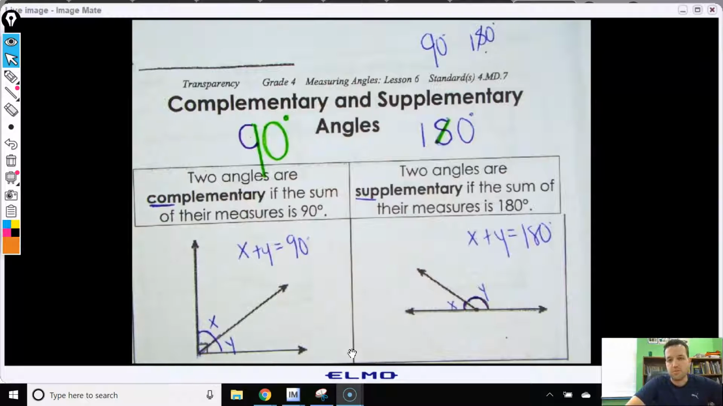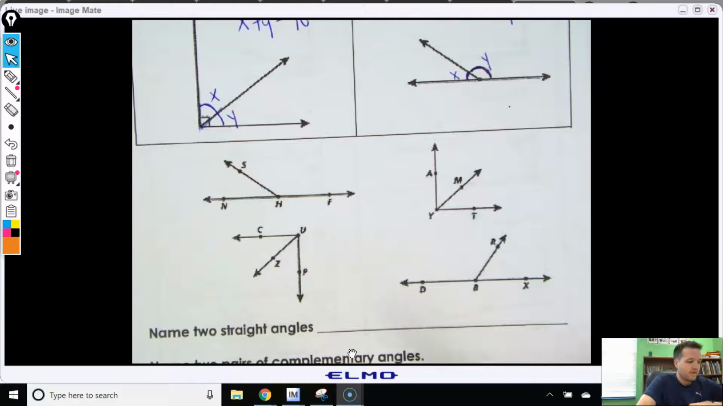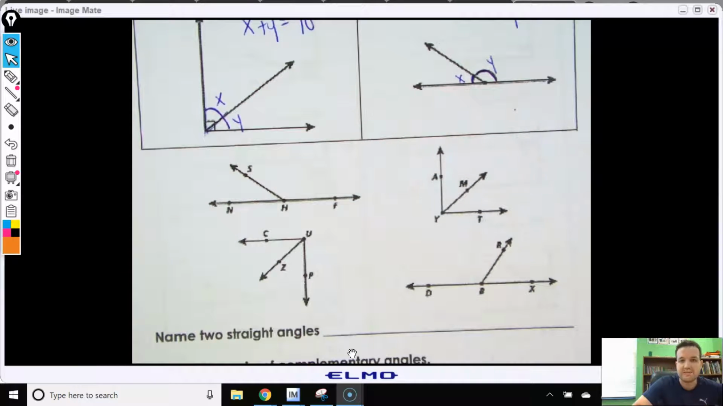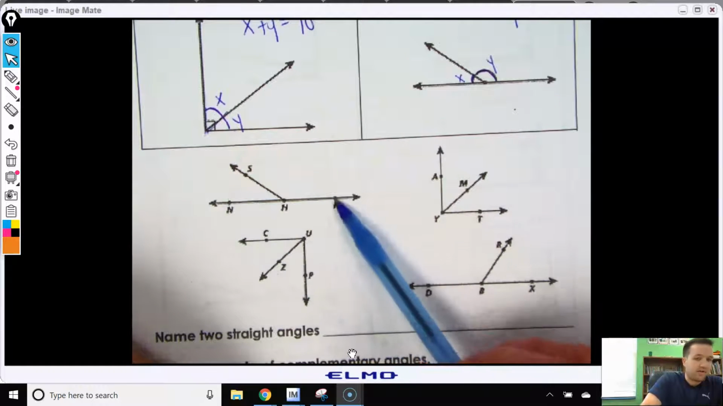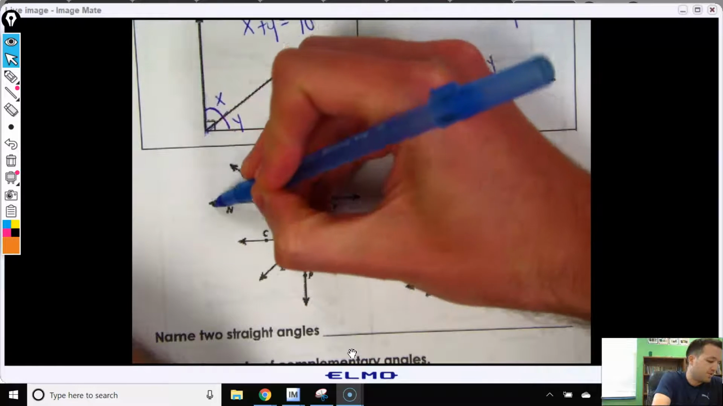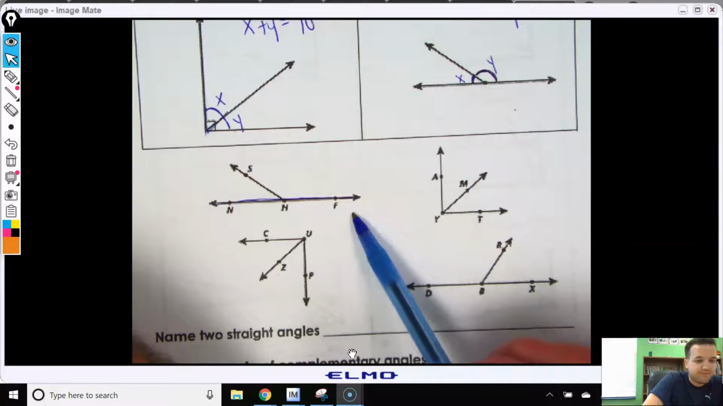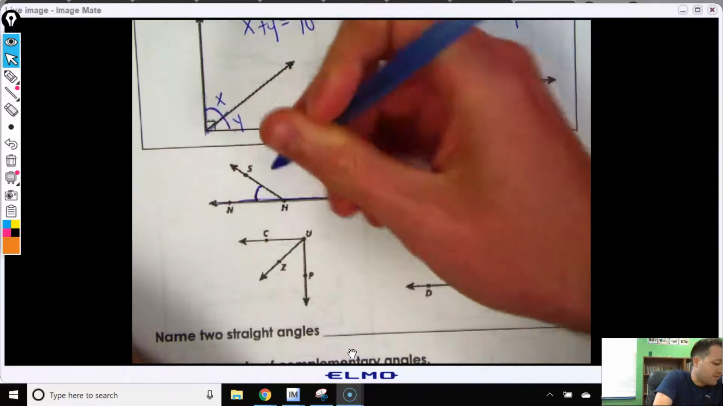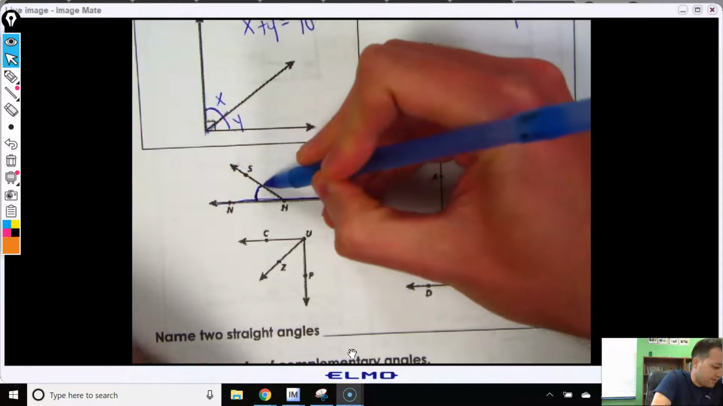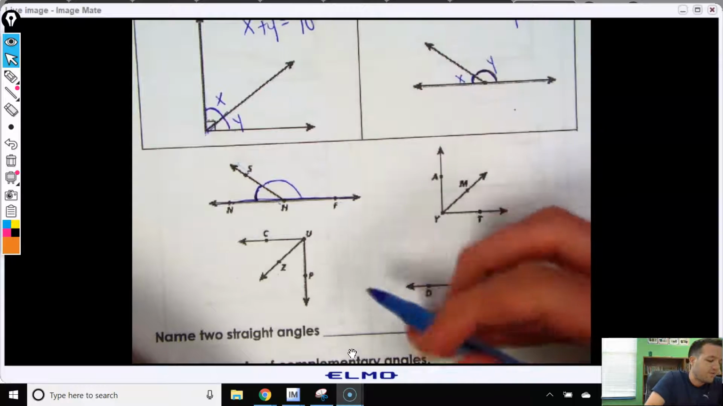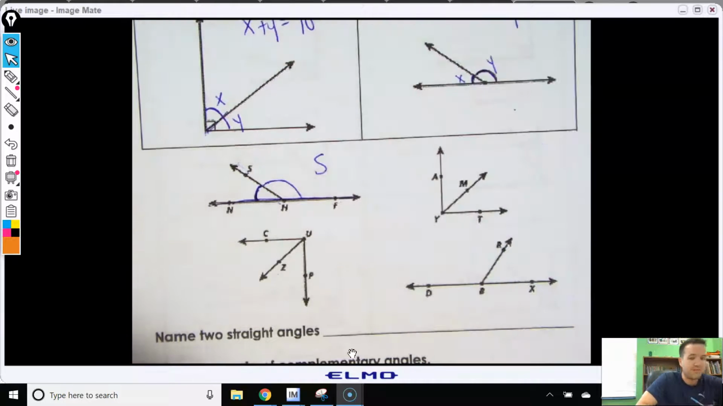What's sup? Supplementary, right? So now let's go down to the bottom here. You'll see that there are some examples. I want us to write either C or S if we think they are complementary angles or supplementary angles. Look at this diagram here. Do you notice how they're on a straight angle? That straight angle is angle, looks like NHF, okay? That could be decomposed into angle NHS with angle SHF. Those two angles would add together to give you 180 degrees, therefore they are supplementary angles.